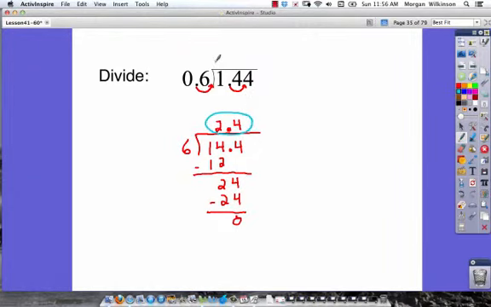The key here, when we divide by a decimal number, is to make the number you're dividing by a whole number, and then move the decimal point over in the dividend the same amount of places. Then you can go ahead and figure out exactly what your quotient will be.